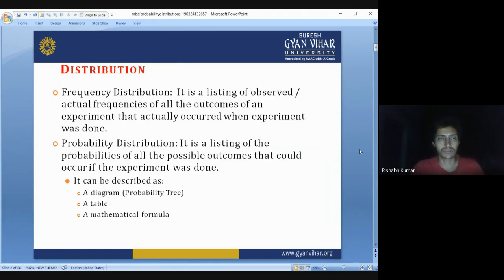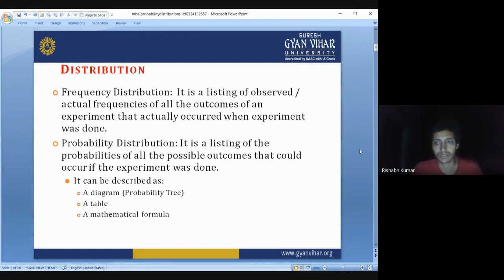So distribution is basically of two types. One is your frequency distribution, another one is your probability distribution. Your frequency distribution is the listing of observed or actual frequencies of all the outcomes of an experiment that actually occurred when the experiment was done. Whereas your probability distribution is the listing of the probabilities of all the possible outcomes that could occur if the experiment was done.